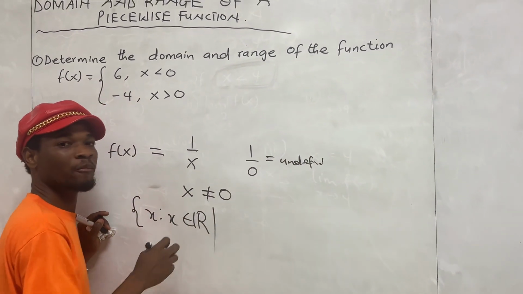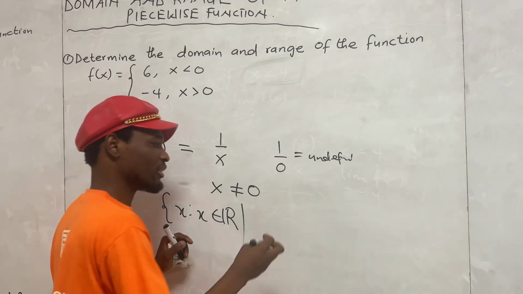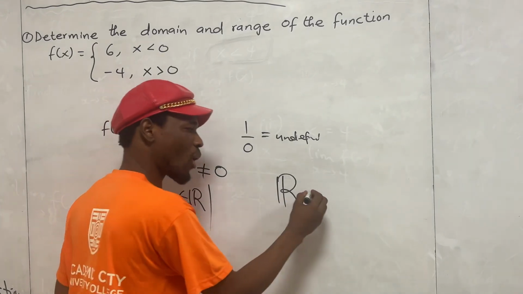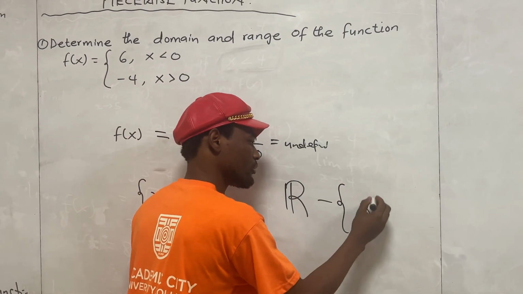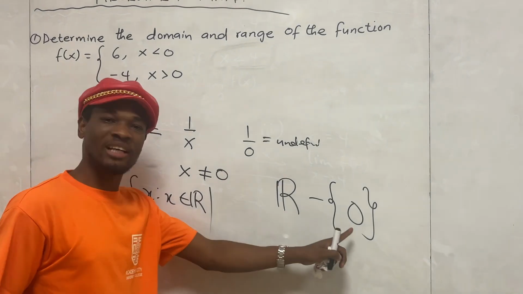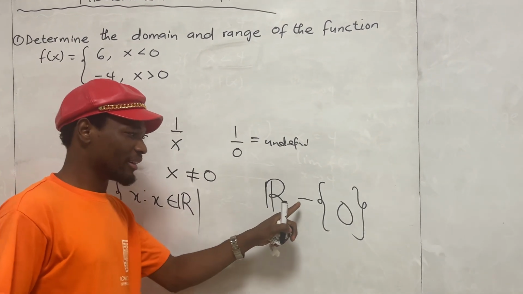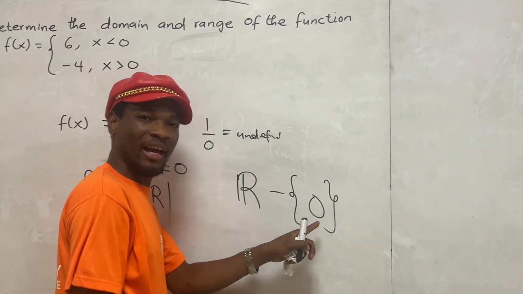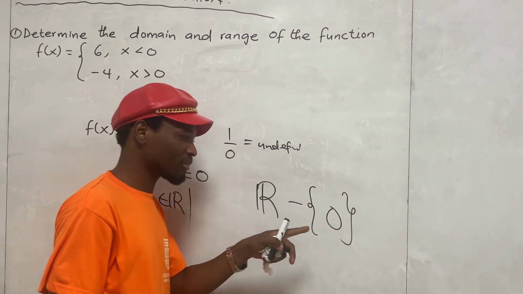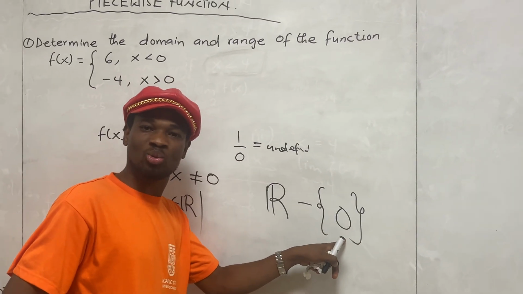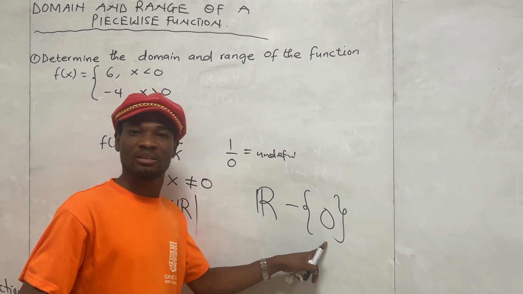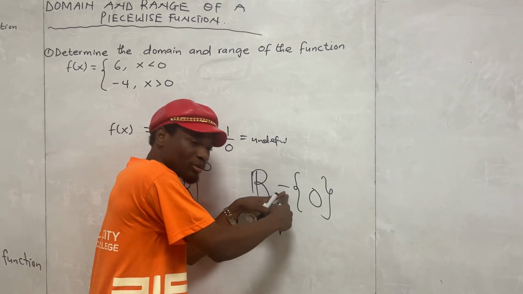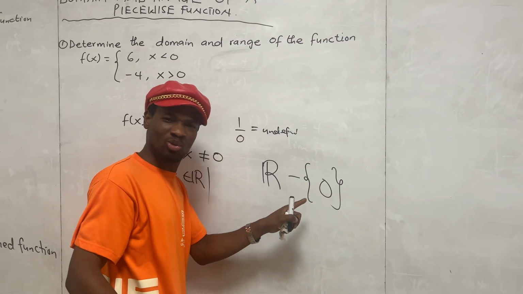So another way you can write this is x belongs to the set of reals minus 0. See this 0 is put into curly brackets, which simply tells us that 0 is not considered. So it belongs to the set of real numbers except 0. That's what it means.